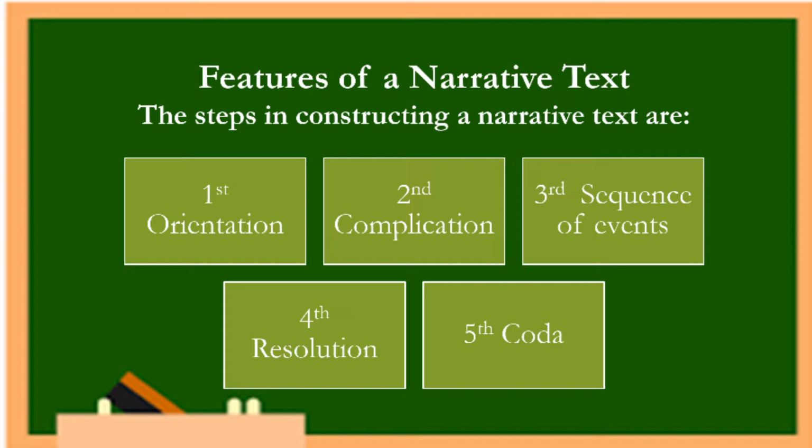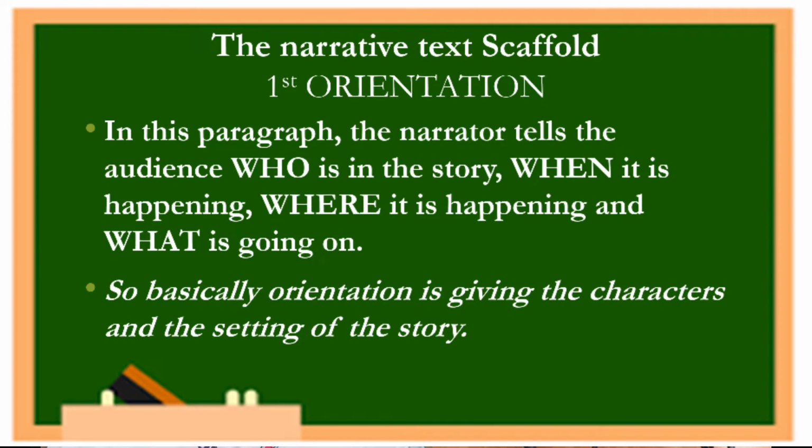First, you're going to have orientation. Second, complication. Third, sequence of events, followed by resolution. And the last part is the coda. Now let us elaborate each step by using the narrative text scaffold. First is the orientation. In this paragraph, the narrator tells the audience who is in the story, when it is happening, where it is happening, and what is going on. So basically, orientation is giving the characters and the setting of the story.